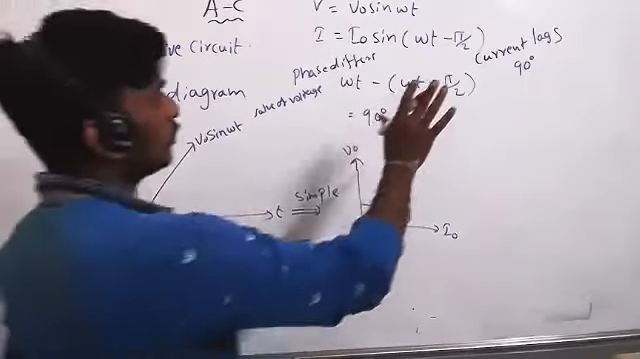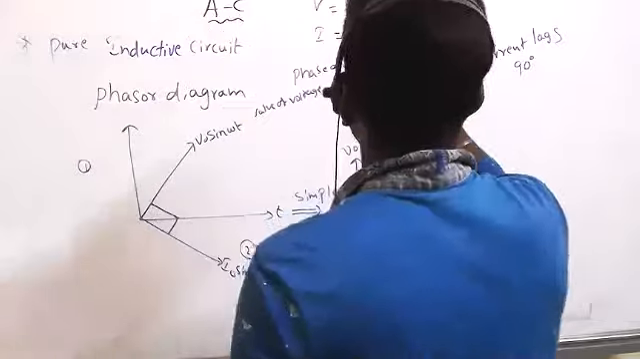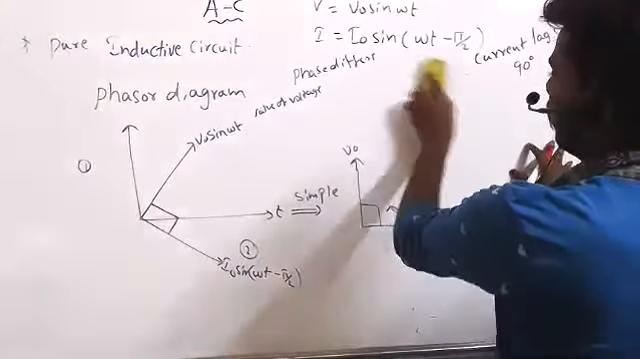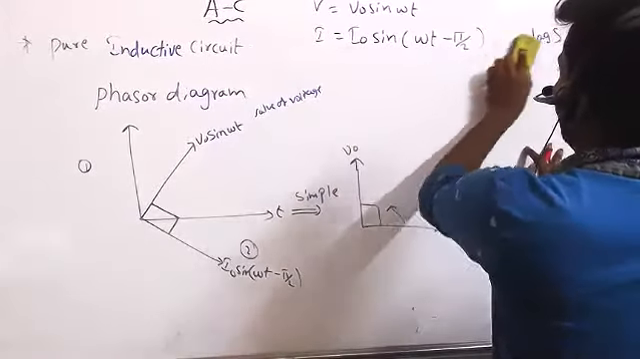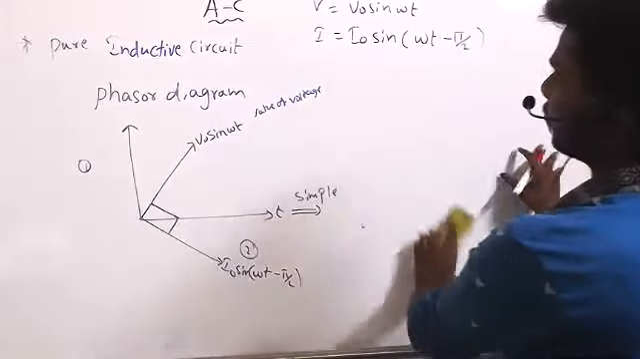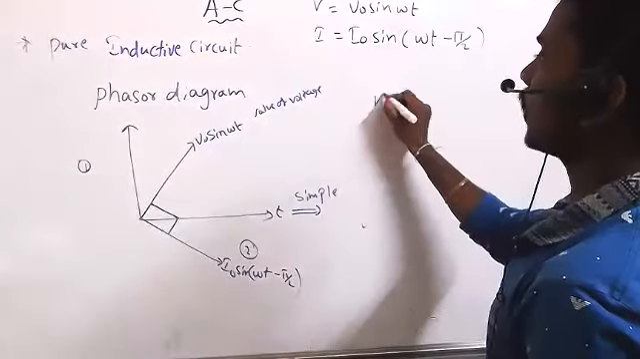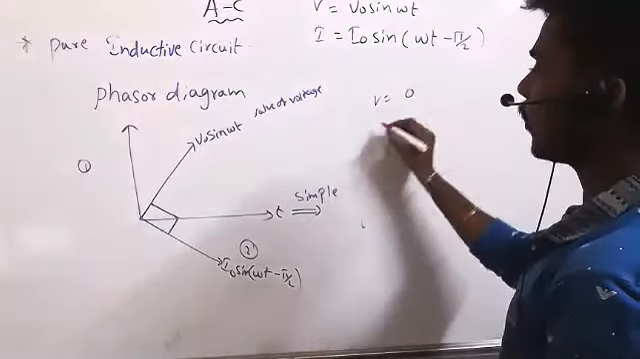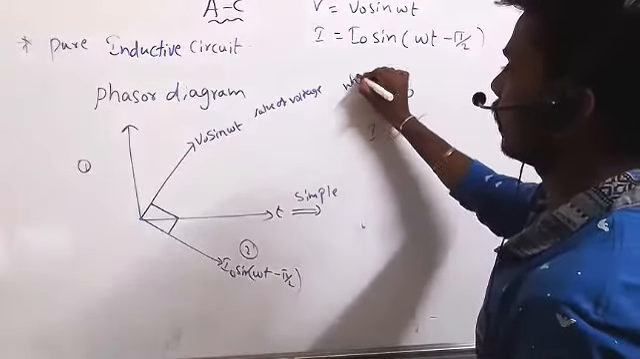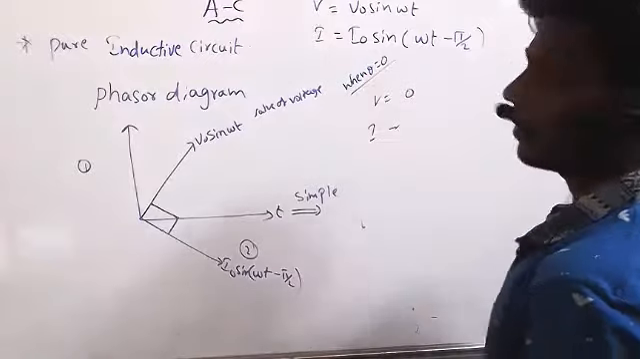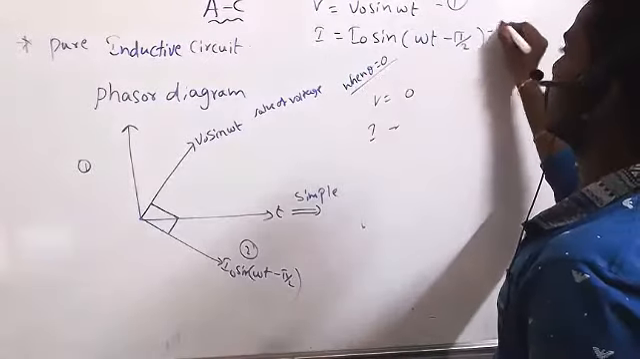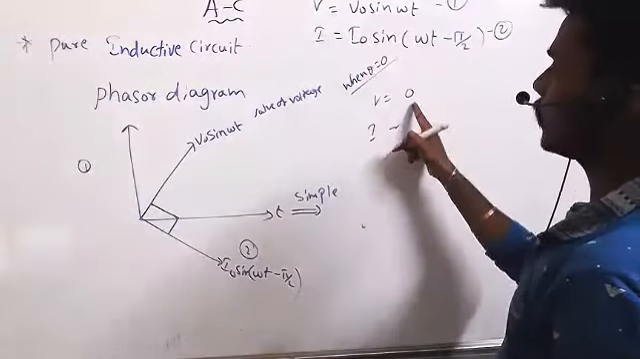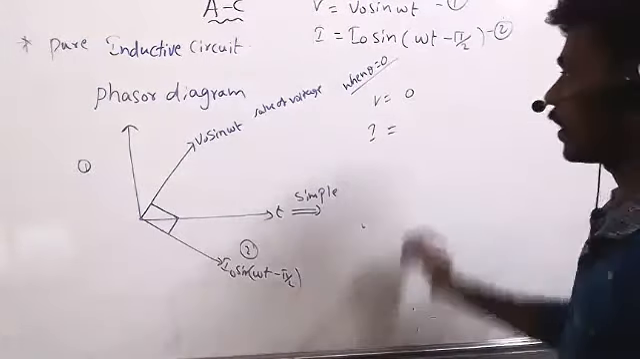Now, suppose here I give theta equal to 0. Voltage, how much? Sorry, current, how much? When theta equal to 0 in equation 1, and theta equal to 0 in equation 2, if you substitute, how much will you get? V equal to 0. I, how much will you get? 1. I, you will get 1.